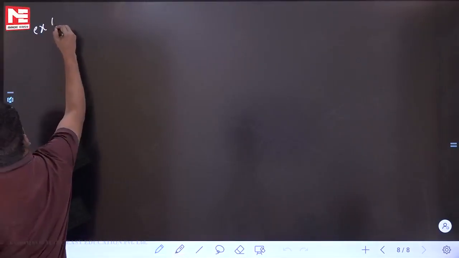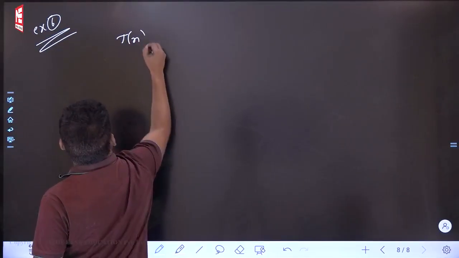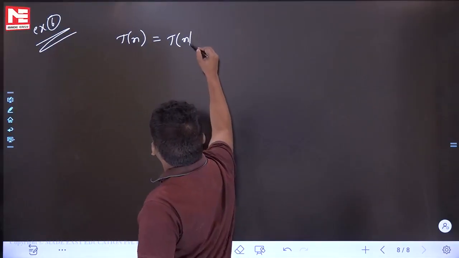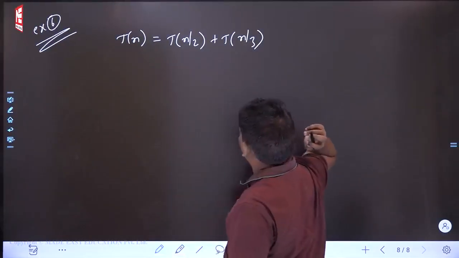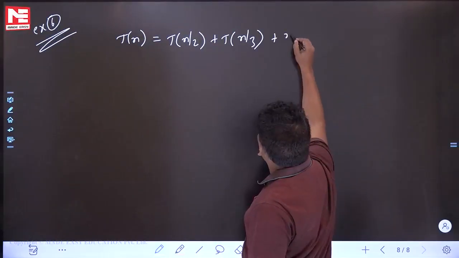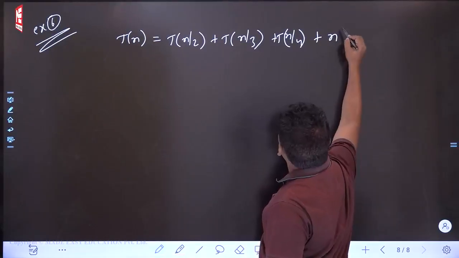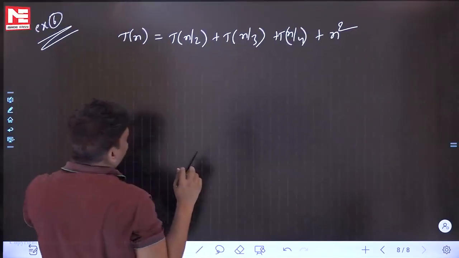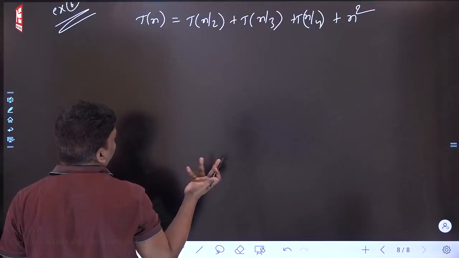Example 6. Let's see this also. Tn is equal to T(n by 2) plus T(n by 3) plus T(n by 4) plus n square. This problem, what is the answer? It looks so dangerous, really nothing there. One smaller one is there, one bigger one is there, one middle one is there.